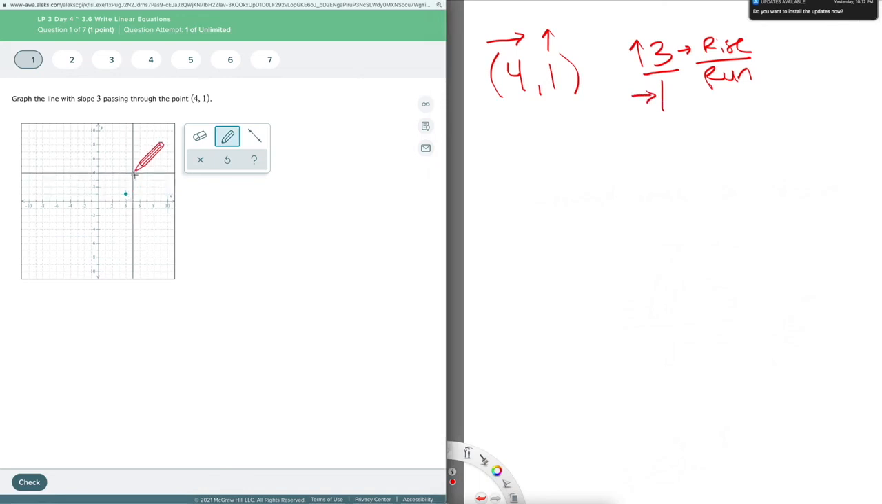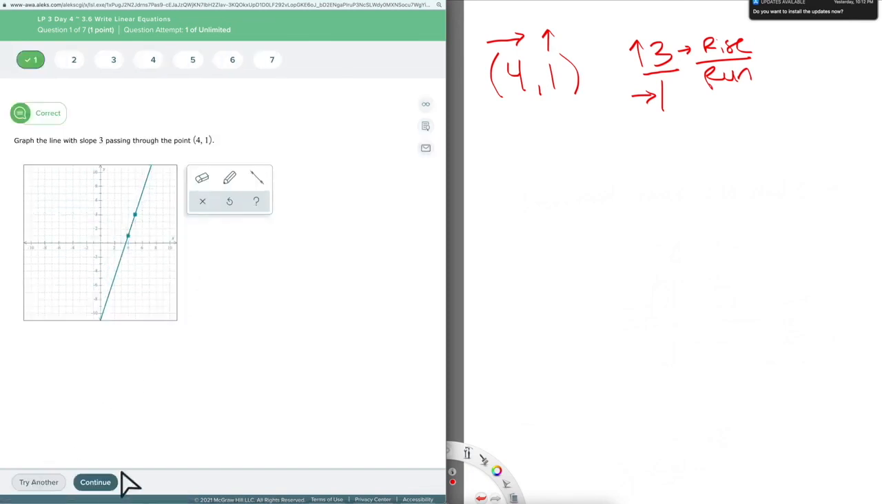So again, it was just more directions. I wanted to get to a brand new point there. Now, I can go ahead and connect these two. And we are good to go. All right, let's keep moving here.